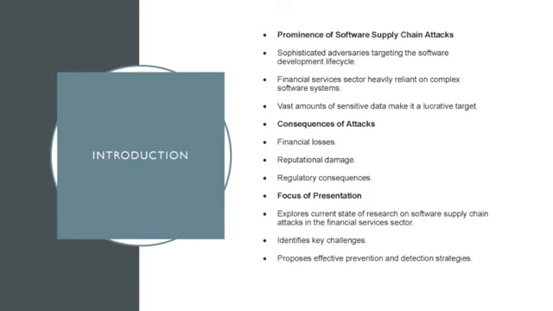Supply chain attacks are carried out by sophisticated adversaries targeting the software development lifecycle. They have affected many industries, like the financial sector and other software companies. Further, we have explored the major issues they have caused. The consequences of these attacks are financial losses, reputational damage and regulatory consequences.